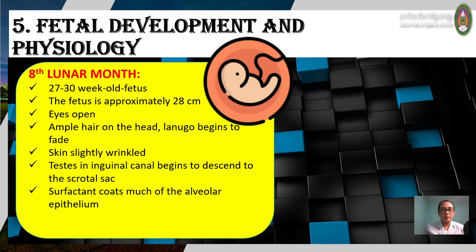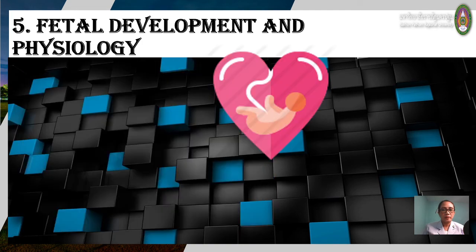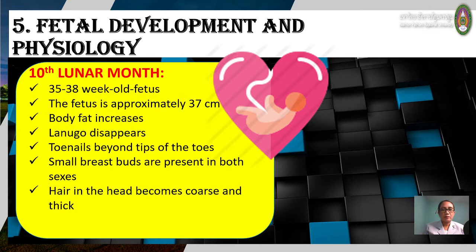So this is the time that the lungs are getting stronger because of the lung surfactant that coats the lungs of the baby. And on the ninth lunar month, the fetus is already 31 to 34 weeks and measures 32 centimeters already. For the 10th lunar month, this is already ready for delivery. So the fetus measures 37 centimeters.